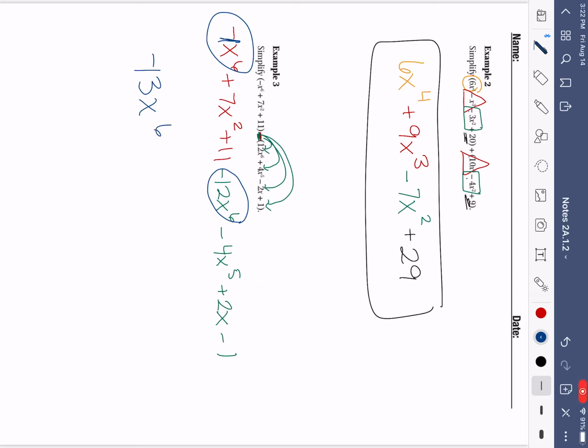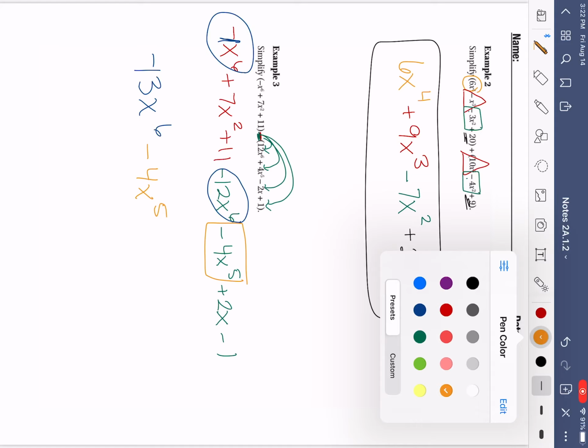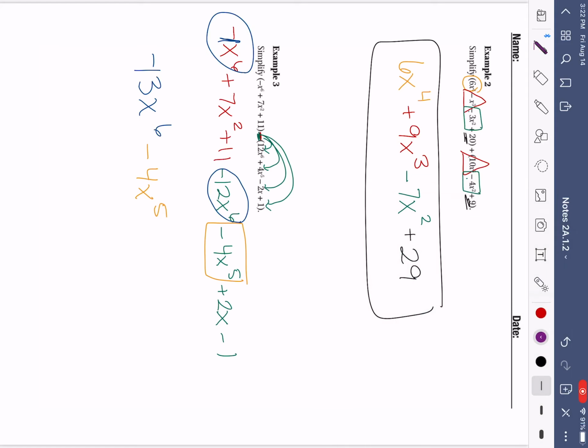Let me go down in descending order. So after 6 comes 5. I only see one of them, though. I'm going to put a square around it. So minus 4x to the 5th. Then I see an x squared. That's my only other one. I'll put a triangle around that one. I have plus 7x squared. Then I'm going down to my x's. I have a plus 2x. I'm just going to underline that one. So plus 2x. And then the last one I have is constants.